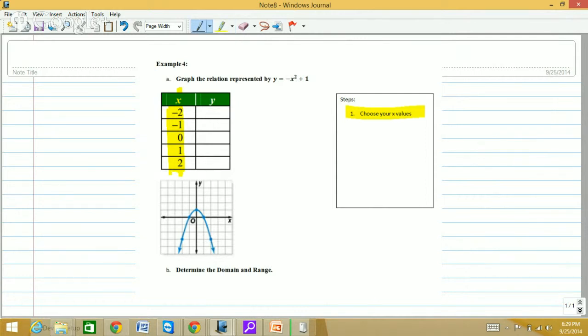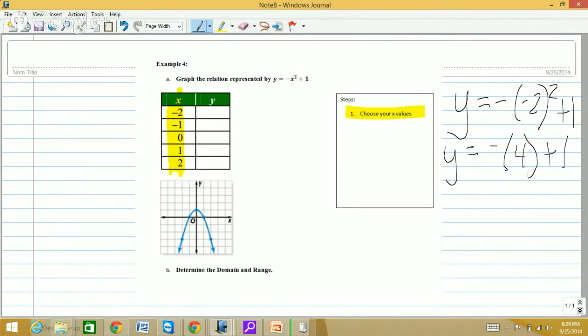Okay, so I take those x values and I plug them into my equation. So my very first one is y equals a negative, my x now is -2 squared plus 1. So I just have to simplify that. So a negative, and then -2 squared is 4, plus 1. So I have y equals -4 plus 1, which is -3. Okay, so I got a -3 right here.